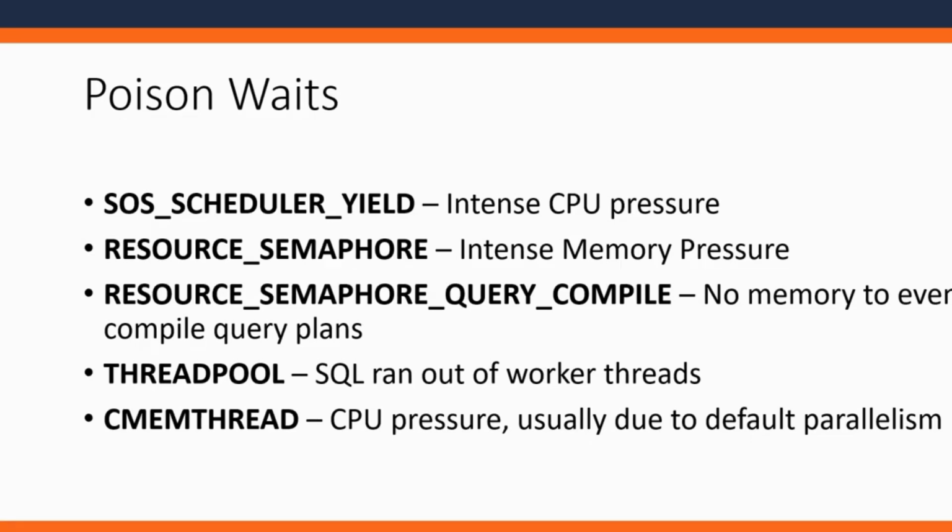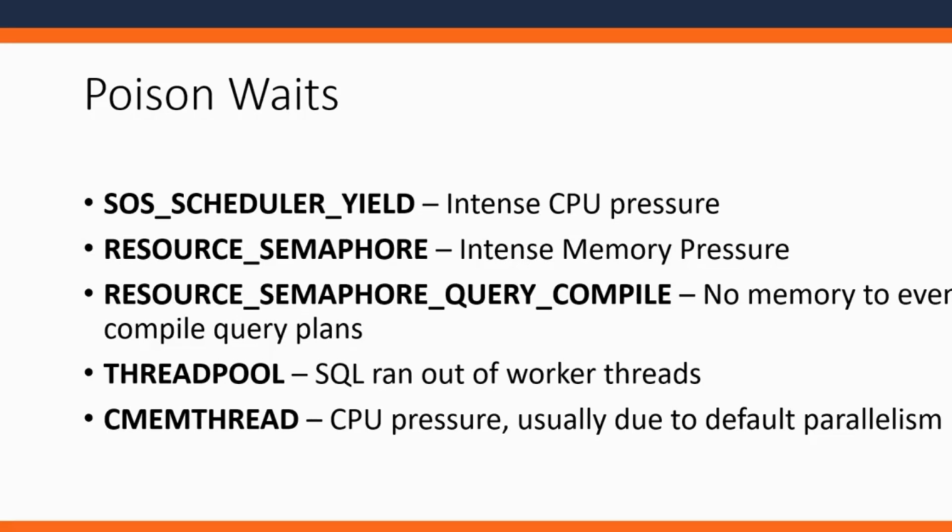Resource semaphore is the same thing, but for memory. So if a query needs to do any sort of operation where it stores data in memory, you'll see resource semaphore. Resource semaphore query compile is also memory pressure, but you can't even create a query plan for that query. For the resource semaphore, often what this is, is you have either multiple queries or one huge query that are taking a very large memory grant.